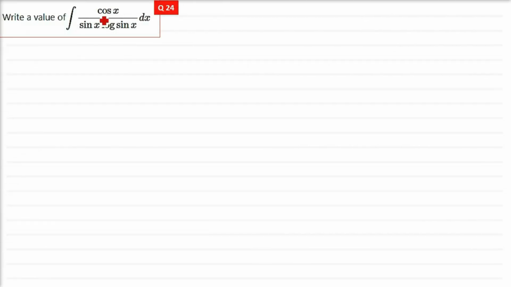Write a value of. Now we have cos x and sin x and also log sin x in the denominator. So we will take this log sin x and we'll try to get this cos x and sin x in some way.